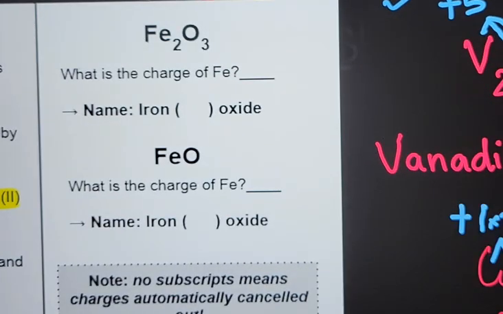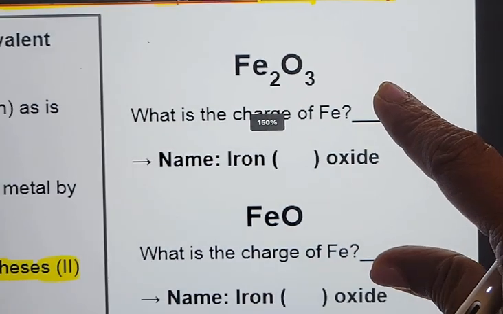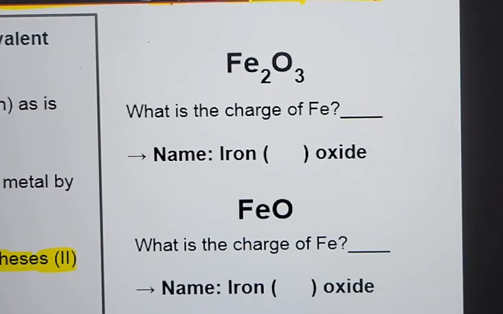Can you do this one on your notepad? What is the charge of iron? Use the same strategy. Reverse crossing. That's the strategy we are using here.